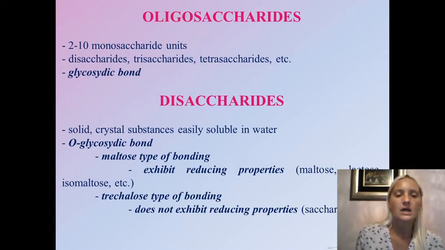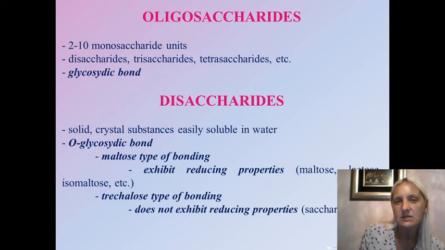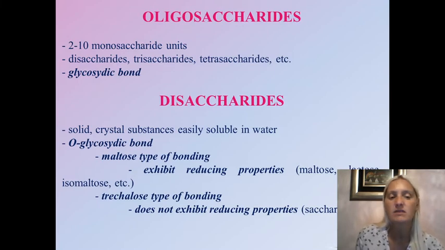So they are solid crystal substances. They are easily soluble in water. And monosaccharide units are attached by the formation of O-glycosidic bonds. And generally speaking, there are 2 types of O-glycosidic bonds in disaccharides. The first one, and the more abundant one, is the maltose type of bonding.